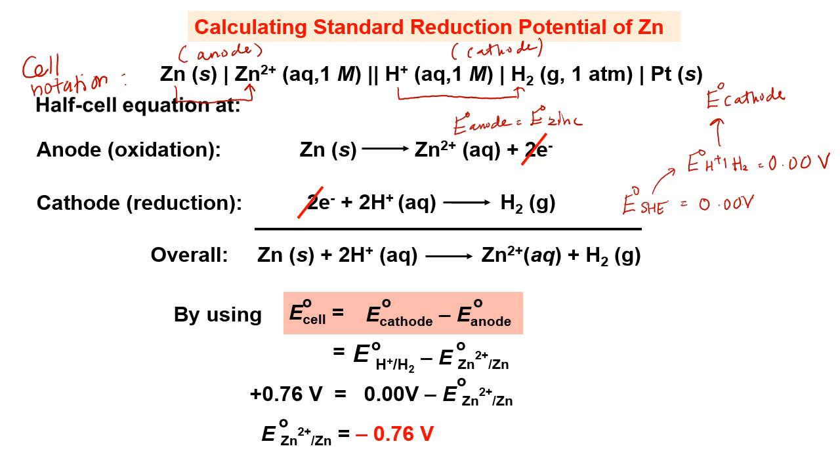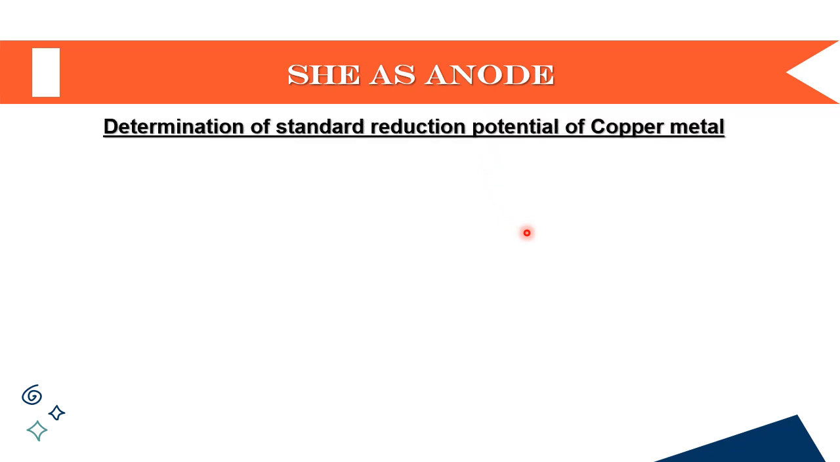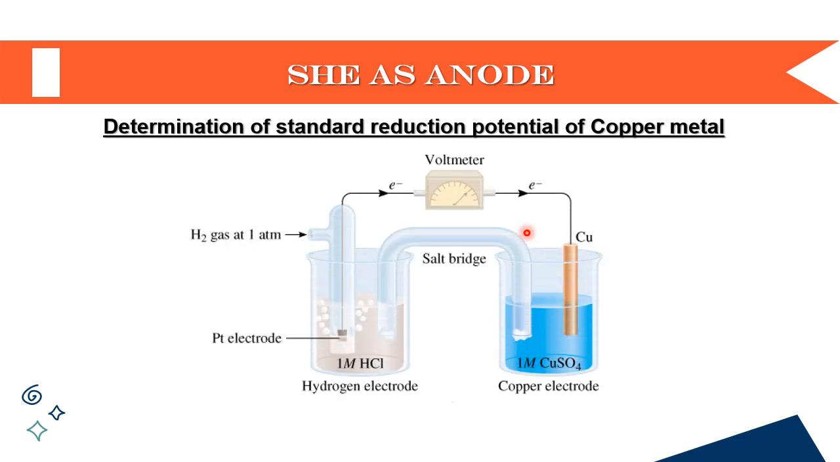Let's take a look at the second example. The second example is our SHE as anode, meaning it will undergo oxidation process. So, determination of the standard reduction potential of copper metal. This is our setup. We put our SHE at the left hand side, which is for the anode. The setup is still the same: H2 gas, platinum electrode, inert electrode, and 1 molar HCl.